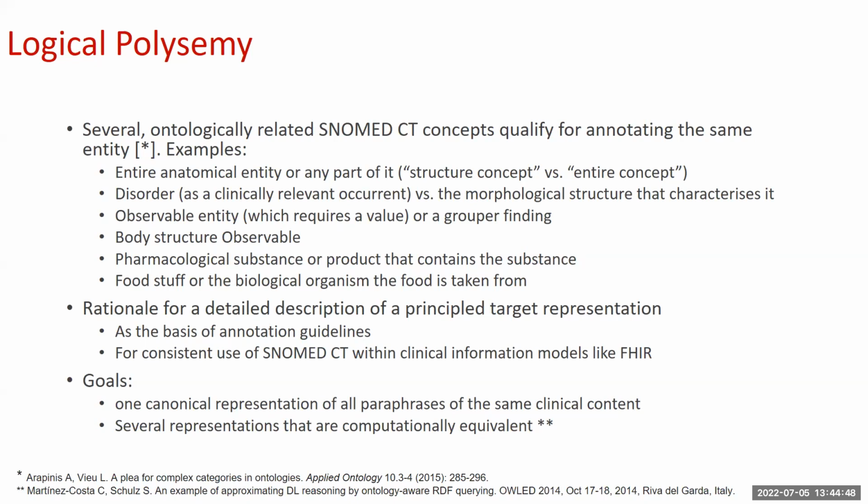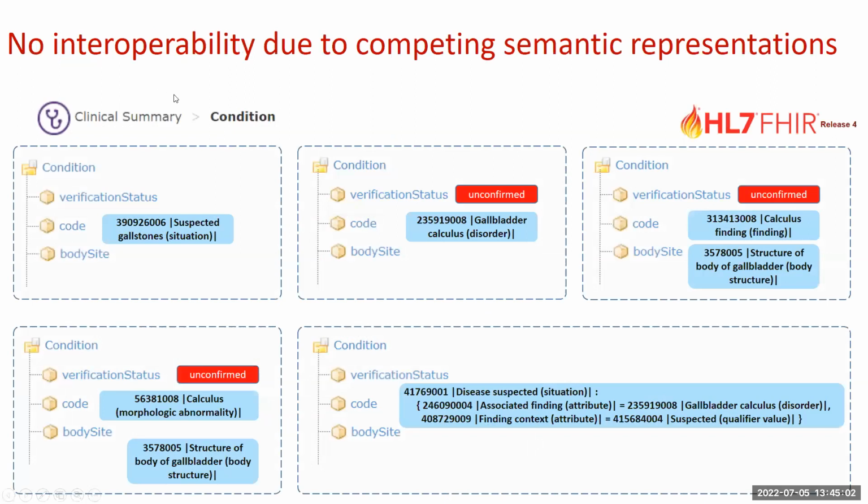But we should reduce this to the minimum. Ideally, one canonical representation of all paraphrases of the same clinical content, or several representations that are computationally equivalent. So here, just different instantiations of condition. For instance, here suspected gallstones, there is one code. Or here gallbladder calculus and verification status unconfirmed. Or calculus finding, and then you have the body side structured, and so on.